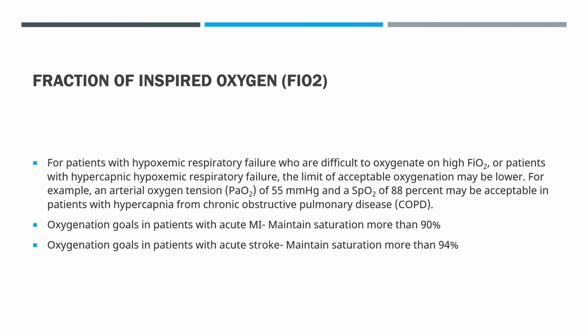For patients who are difficult to oxygenate on high FiO2 or patients with hypercapnic respiratory failure, the limit of acceptable oxygenation may be lower. Like in patients with COPD, a partial pressure of oxygen of 55 mm of mercury and saturation of 88% is acceptable. The oxygenation goal in patients with acute MI who need ventilation is more than 90%, while the same goal for acute stroke is more than 94%.